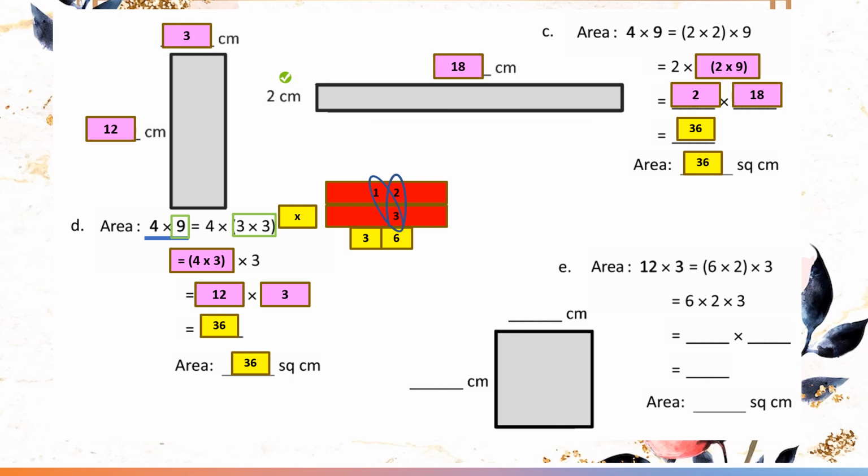Now, if you want to go ahead and pause your video to make sure that you have everything written down, go ahead and do so now. All right, now let's look at letter E. Letter E says that the area of this square is 12 by 3.